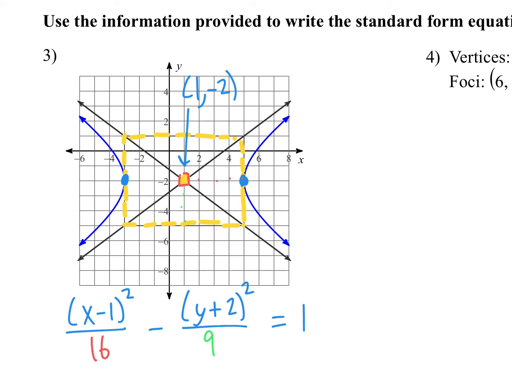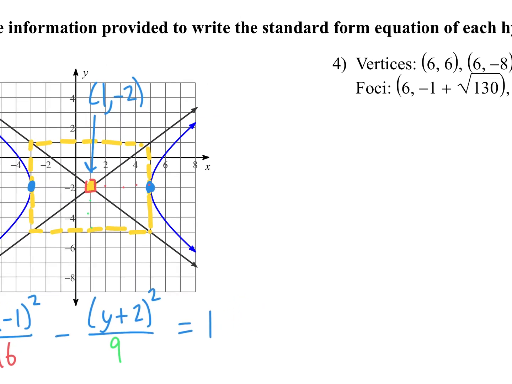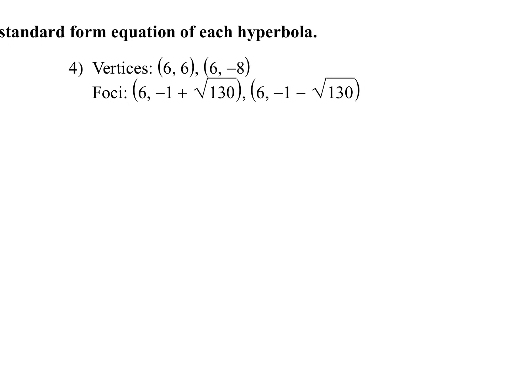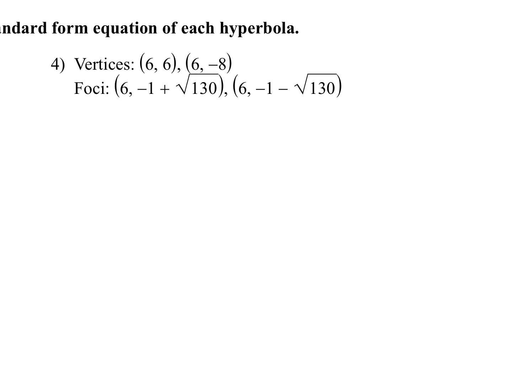Okay, all right, and let's do one more. Sometimes they can give you pieces of the puzzle, right? They'll give us a number 4 here. They're going to give us vertices and foci. So let's maybe get a quick sketch, see where things are at, and see if we can come up with the equation.